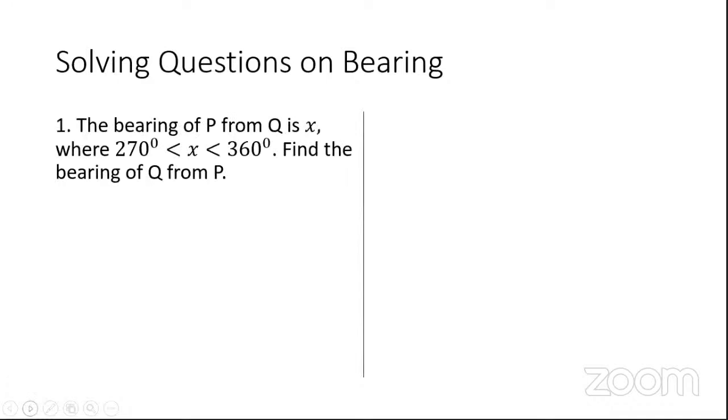So now this is the first question. The bearing of P from Q is X, where X is between 270 degrees and 360 degrees. Find the bearing of Q from P. I think this was the question I put on the poll. Maybe I should repeat the question again. So I can see that we have some that are available now. Let me quickly bring up the poll again so that you pick your answer. I want to assume that you can solve this question. So you pick.